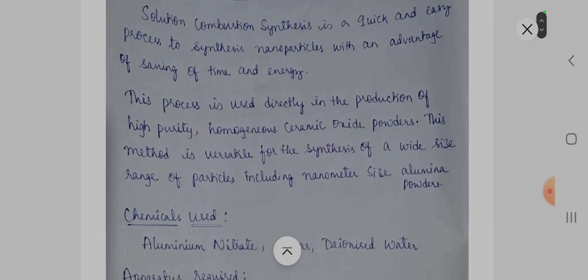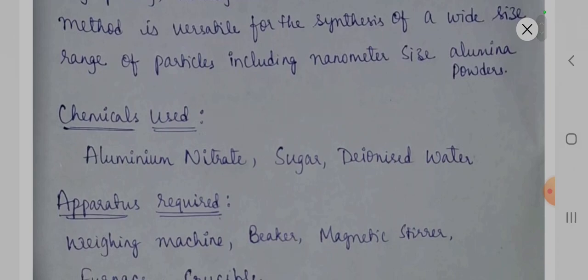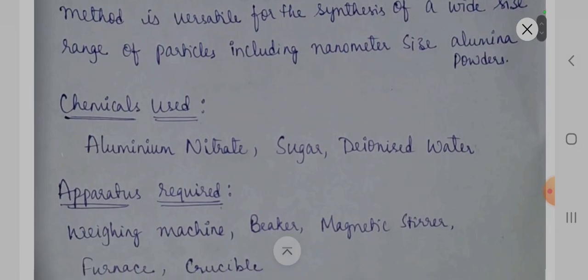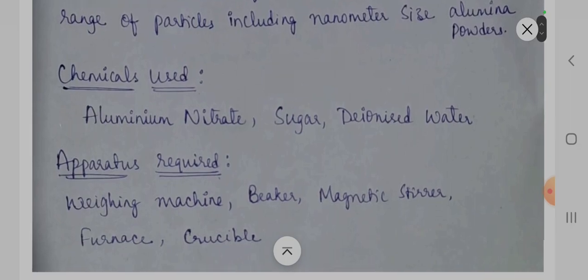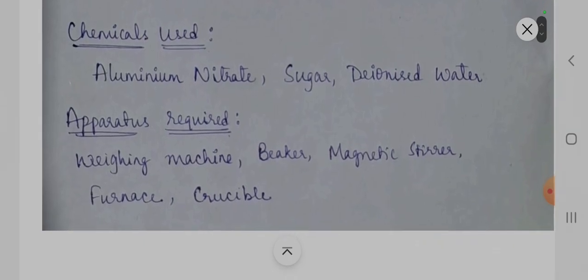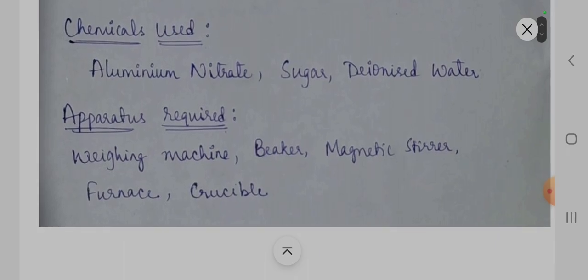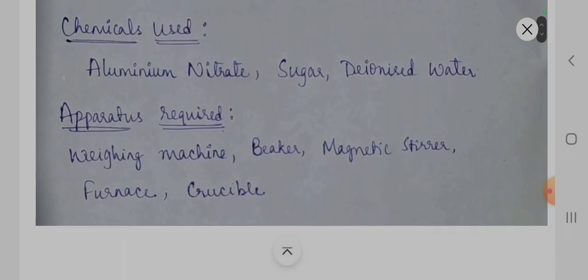So, the chemicals used here are aluminium nitrate, sugar, and deionized water. To prepare these nanoparticles, we are using apparatus like a weighing machine. The weighing machine is used to measure the weight of the chemicals. A beaker is used to prepare the solutions. A magnetic stirrer is used to mix the solutions of oxidizer and fuel properly, as manual mixing may not be sufficient. A furnace is used to heat the solutions, and a crucible is used for calcination.